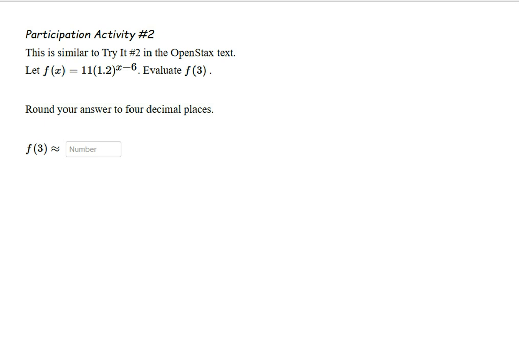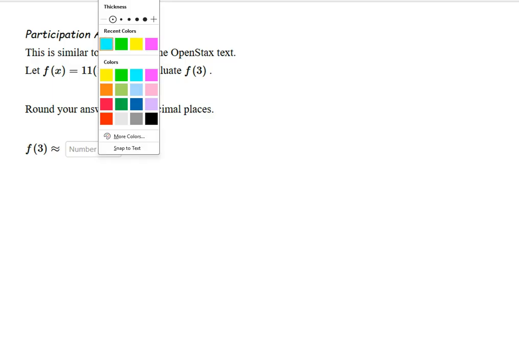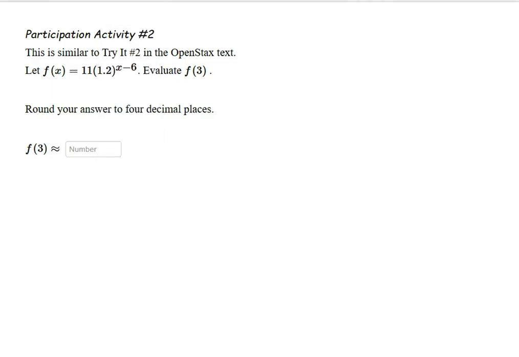When they ask you to evaluate a function, basically you're doing what I like to call plugging and chugging. It says f of x equals 11 times 1.2 raised to the x minus 6, and they want you to evaluate f of 3. So you are going to put that 3 into the function where the x is.